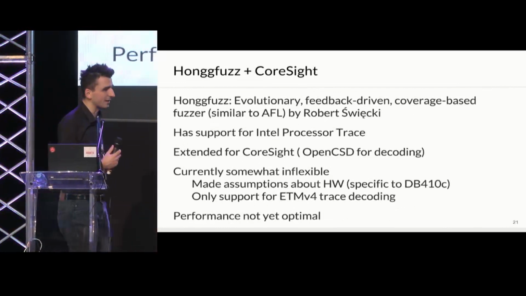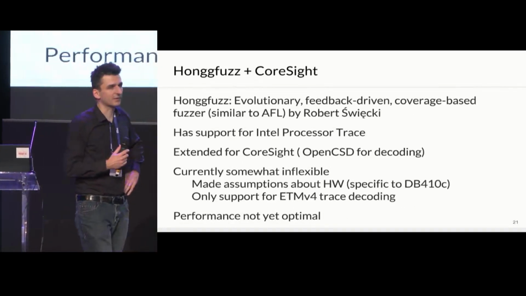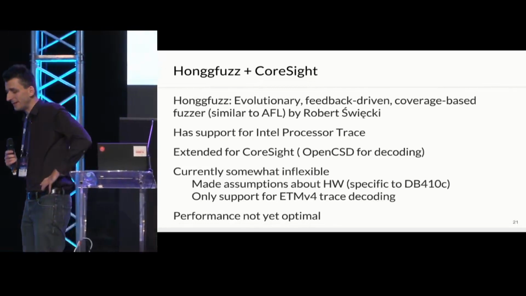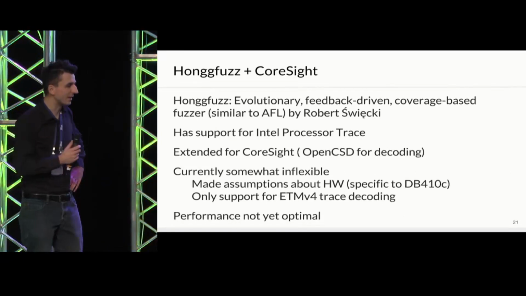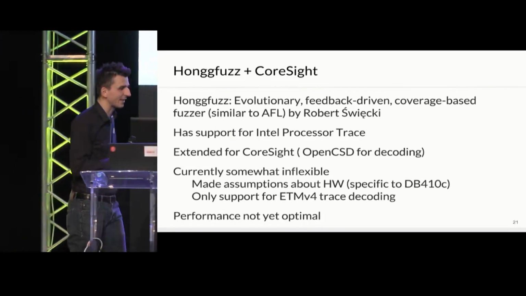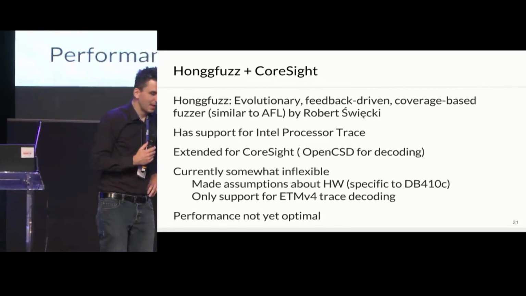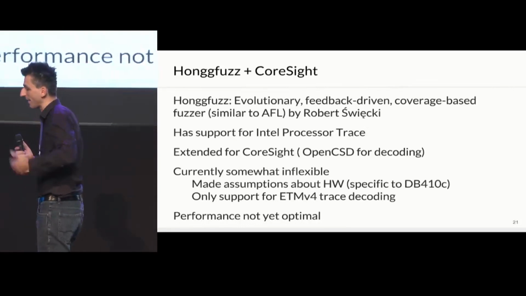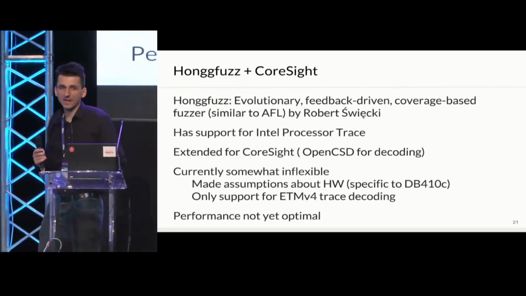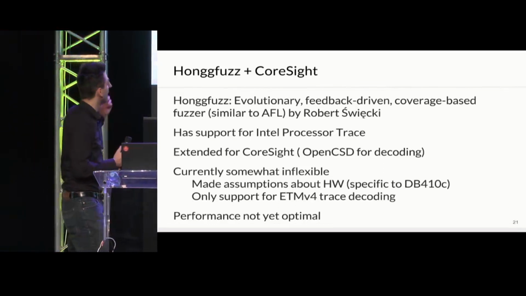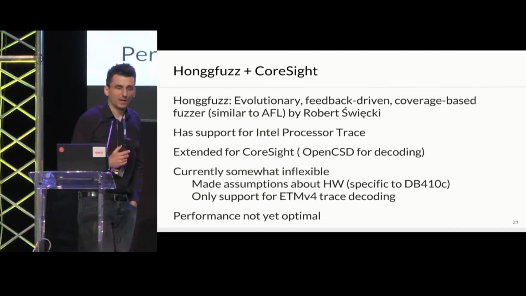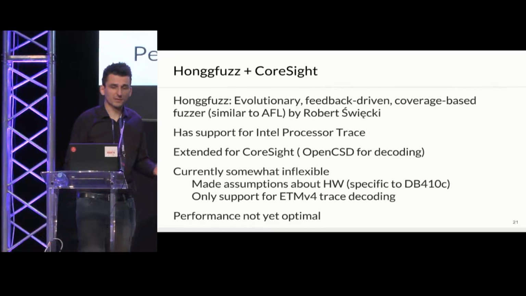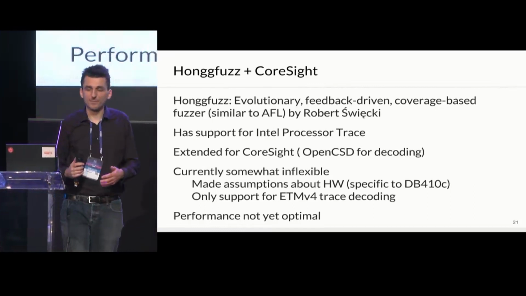So I thought, okay, if I can do this, how hard is it to actually do something useful with it? And the first thing that comes to mind is, okay, let's try to integrate this with AFL. But there's also another fuzzer that already has support for another hardware tracing technology that is also available through the perf subsystem, and this is Honggfuzz. Honggfuzz is written by Robert Swiecki. I don't know how to pronounce the last name, sorry. This is also an evolutionary feedback-driven and coverage-based fuzzer.